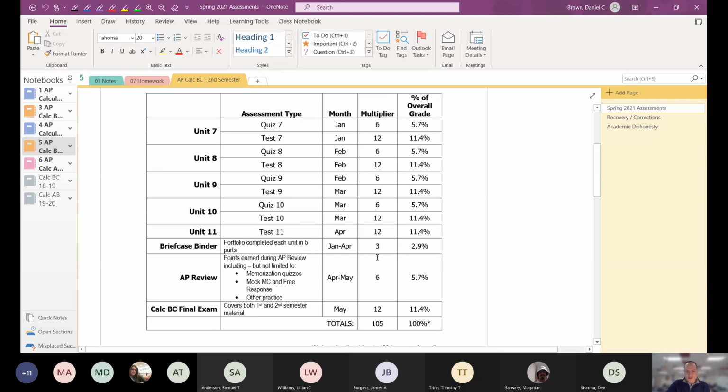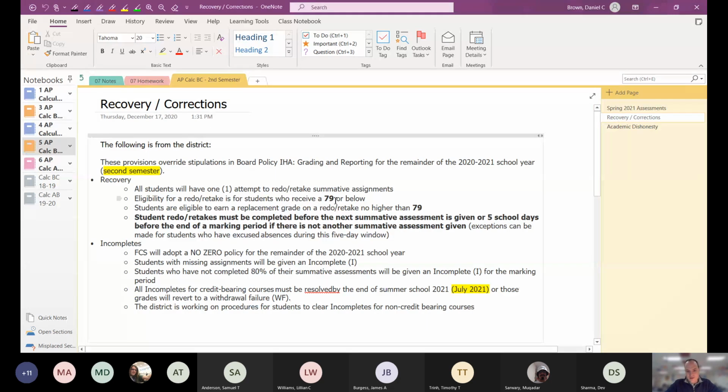I did adjust it to make the multipliers a little bit easier to do the calculations with. So basically, tests and quizzes are half of a test grade, and this briefcase binder is half of a quiz, and a quiz is half of the test. I also have the recovery policy exactly the same as last semester, except the county's new cutoff of 79 versus the 89, and the recovery having to be done a little bit quicker than it was first semester. I'm going to go ahead and get started with today's notes.